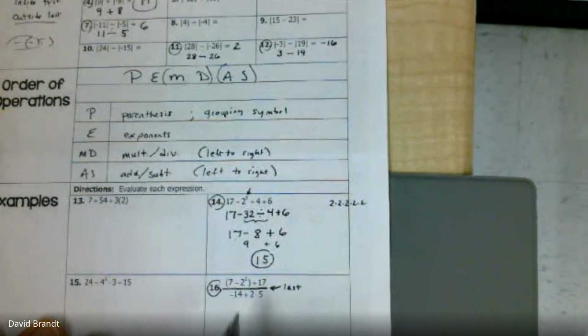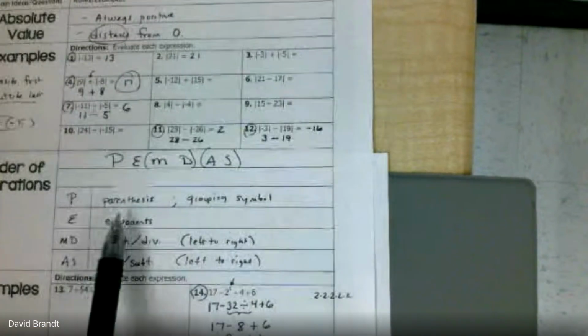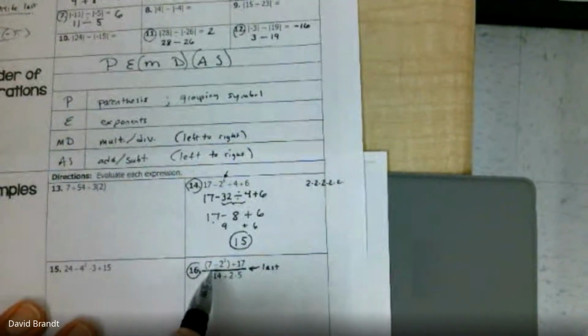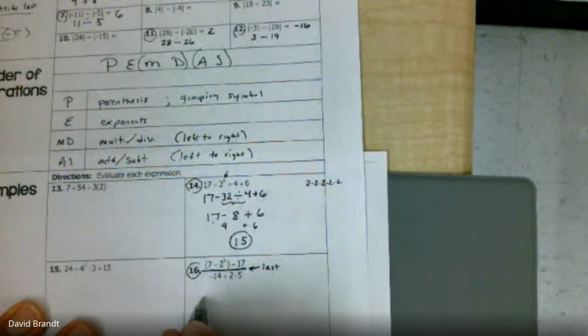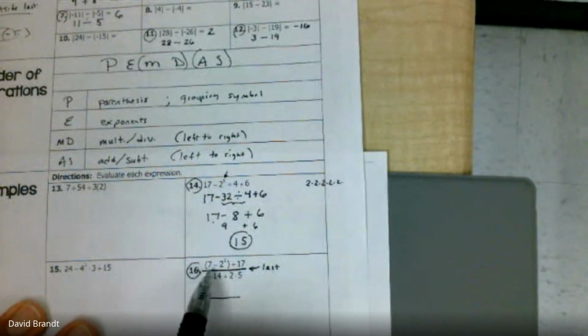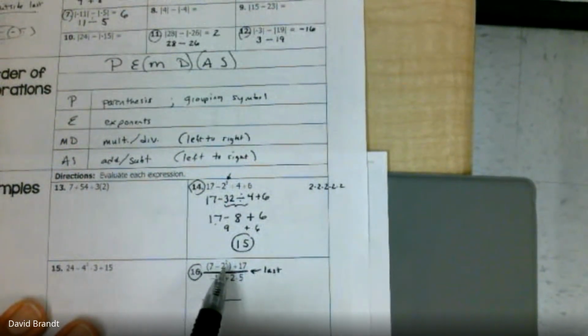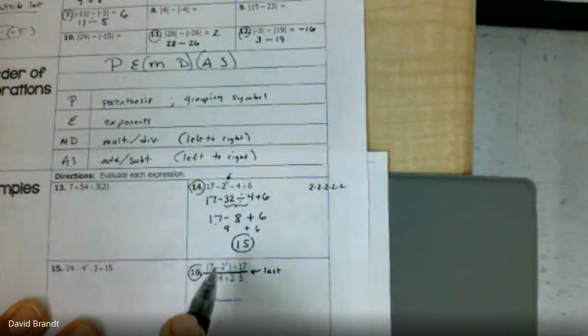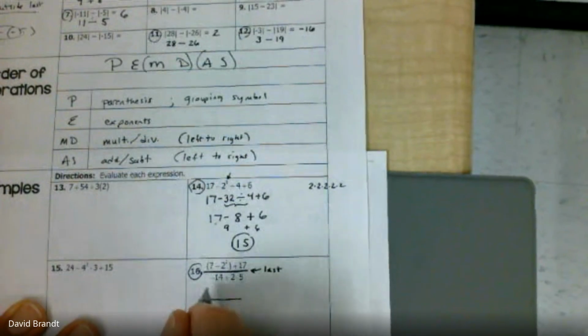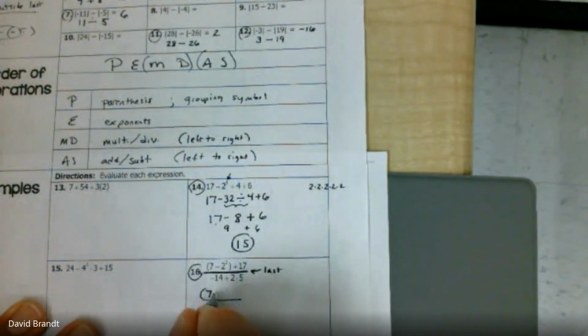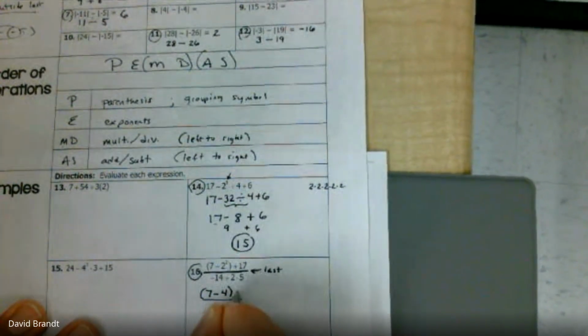So even though that doesn't look like parentheses, a big fraction bar is actually considered to be something called a grouping symbol. So let's look at the top. What do we have on the top? Well, we've got parentheses on the top. We've got two things in the parentheses. Well, do we do the subtraction first or do we do the exponent first? We got to do inside the parentheses. Well, if you look at the order, exponents come before subtraction. So I need to do 7 minus 2 squared, which is 4. That's a plus 17 right there.